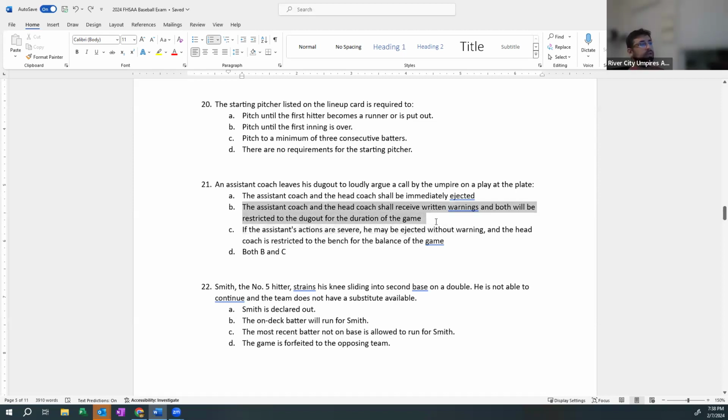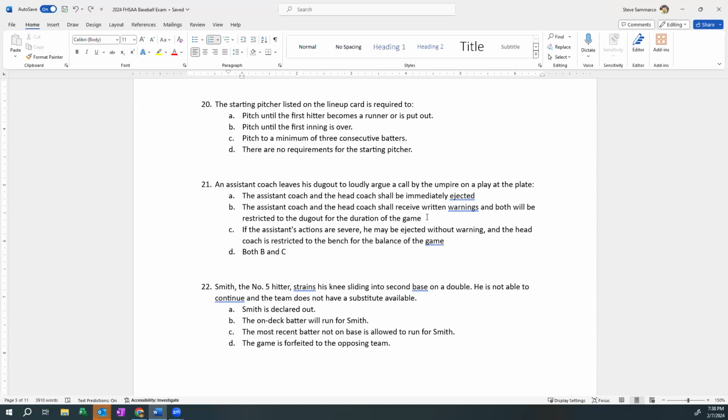Because you can do B, right, Charles? Right. According to the book, the test that we're answering is not Foster specific. It's National Federation of High School, right? So if it says you need to restrict, we have to answer that way. So you can restrict both to the dugout, right? Right. You can also eject, right? Right. So the best answer is both. Gotcha. D. Again, in a lot of that FHSAA, we don't restrict to the dugout.